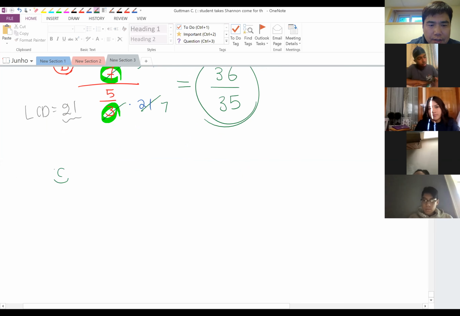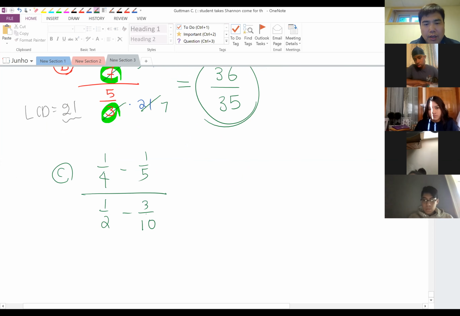Let us see here. So 1/4 minus 1/5 over 1/2 minus 3/10. Okay, so unlike the previous two questions, now we have an even more complicated fraction. But the same thing here. So can you tell me what the denominators are? 4, 5, and 2 and 10.